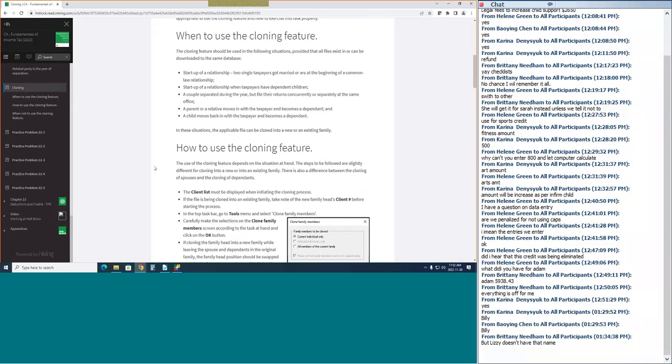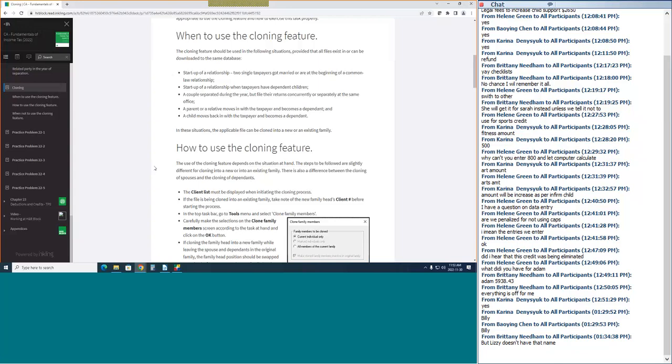Or if you have a relationship with dependent children, again, this is information that's already in the computer that we are now going to join. If the couple has separated during the year, but they both want to file, so they used to be together in the system, now they're separate, but they both still want to file with us, which is what we're going to do next, which is Billy. If you had a family member who is in the system and now they're going to be moving and becoming a dependent, then you would clone them into a family. Or if you had a child who was separate, but now they're moving back in.